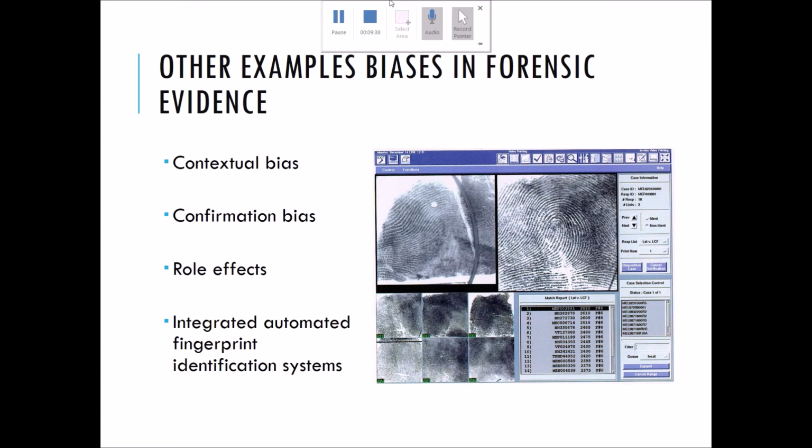So for example, if you get a really poor quality fingerprint and the crime is very serious, so it's kind of like, again, those kind of high emotion crimes, then you may be more willing to actually say that it is a match, even though it is ambiguous and you can't necessarily tell. Or prior knowledge of that arrested individual would count as this as well.